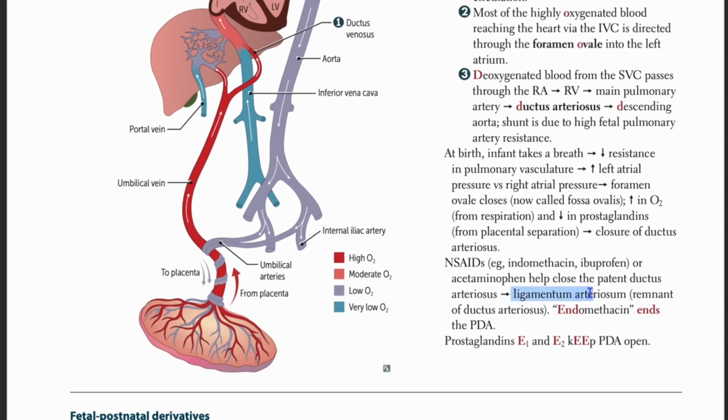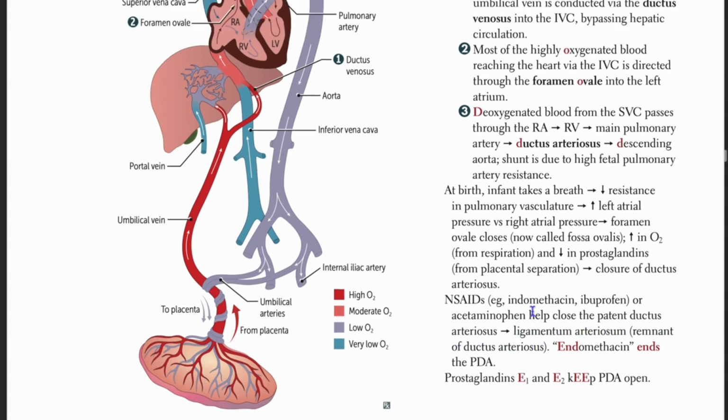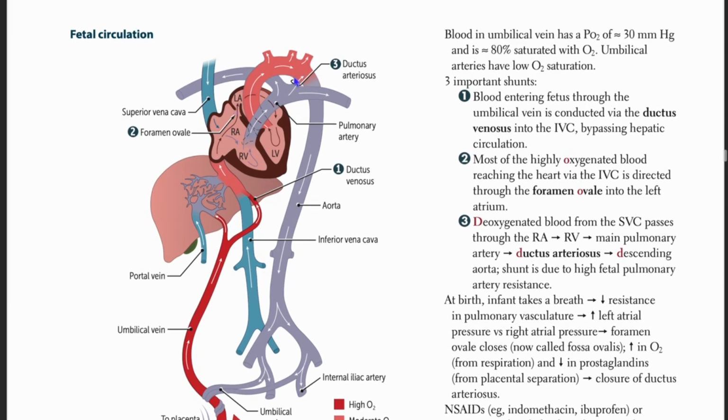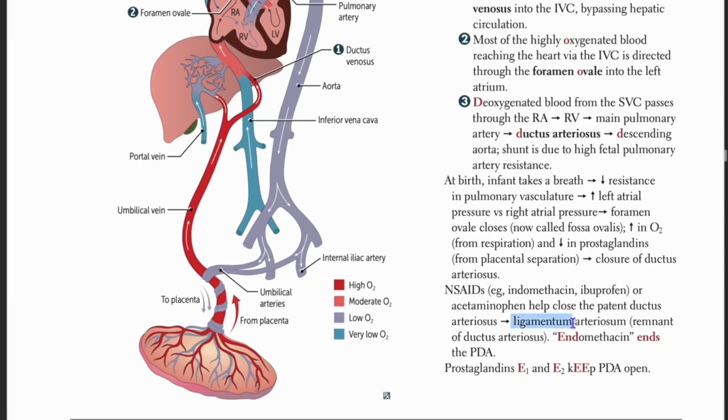So ligamentum arteriosum, remnant of ductus arteriosus. After it's closed in adults, it's known as ligamentum arteriosum. So the fate of the PDA, or ductus arteriosus, is called ligamentum arteriosum. Okay, indomethacin ends the PDA.